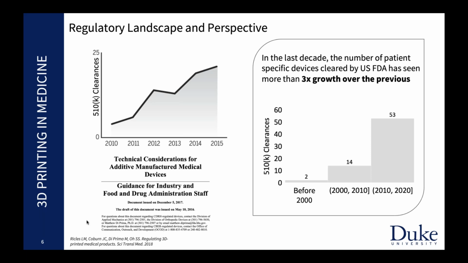But what you notice is that the number of patient-specific clearances that the FDA has gone after in the last 20 years is really amplified by the fact that printing came on board. Once 3D printing made this an economical way to make implants patient-specific, the number of submissions to the FDA and clearances has gone up by a factor of 20. And it's gone up even more in the last couple of years.